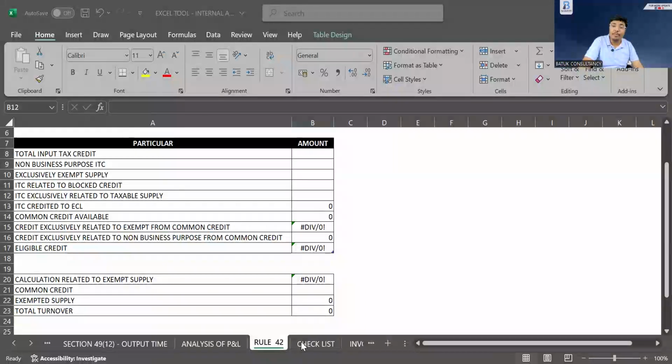Then ITC exclusively related to taxable supply. Sir, it is required on a monthly basis, and you also need to do it at the time of your March month, so that if there is any issue, you can make the necessary corrections. So ITC exclusively related to your taxable supply. Okay, so the remaining ITC will be credited to your electronic credit ledger.